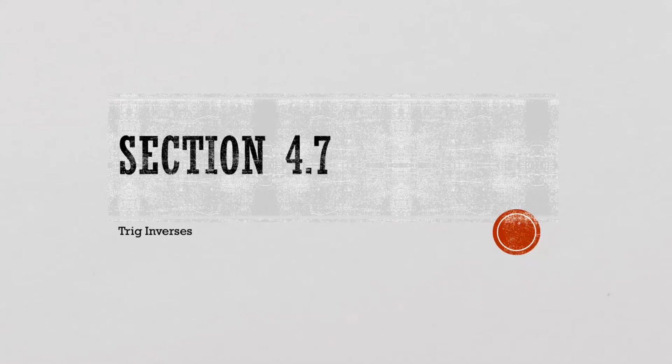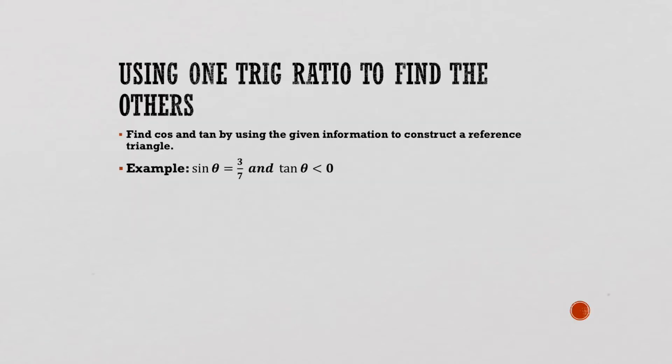This is the video for section 4.7 in pre-calc. We're going to start with trig inverses, but today we're going to finish a little bit from 4.3 that we didn't quite get to. So, using one trig ratio to find the others. We need to find the cosine and tangent by using the given information to construct a reference triangle.